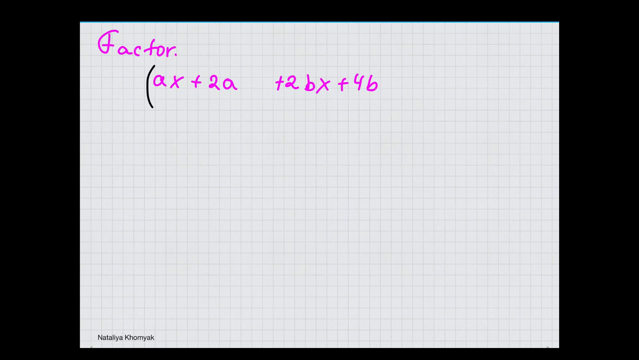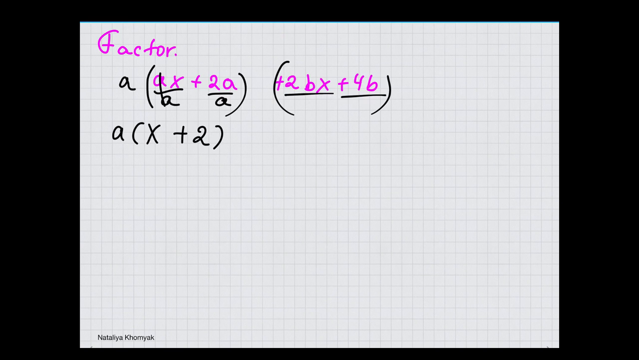In this problem, the first 2 terms can be divided by a. So the first parenthesis simplifies into x plus 2. From the second parenthesis, we can divide both of them by 2. That's a positive 2b. So we get plus 2b times, this cancels, x plus, this cancels, 2 goes into 4, 2 times.